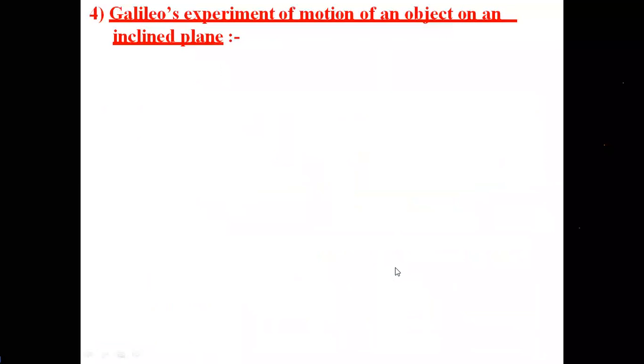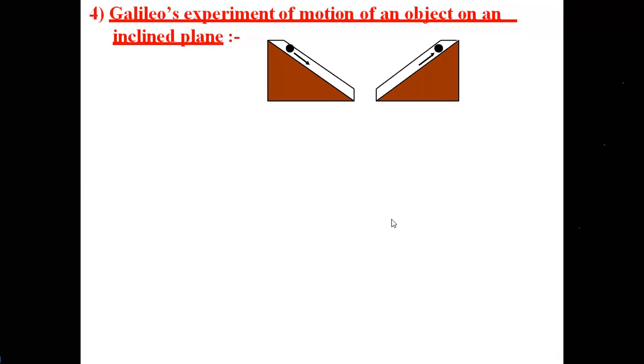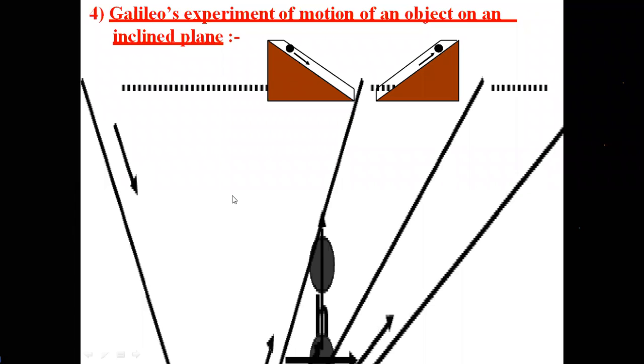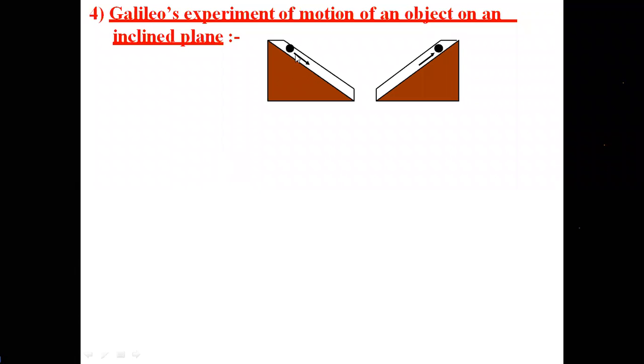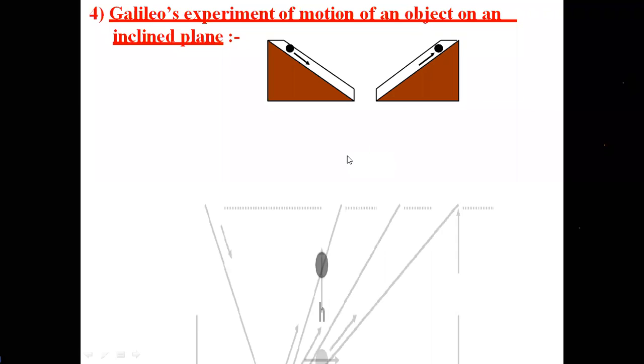Next one, Galileo's experiment of motion of an object on an inclined plane. See, there is an inclined plane. Two inclined planes are there. So this is an inclined plane, and this is one more inclined plane. If I drop a ball or marble, you can call it a marble or ball, it moves along this inclined plane, and after reaching this position, the ball climbs the other inclined plane. From whatever height you drop this ball, it reaches the same height on the other inclined plane. So let me go to the diagram.